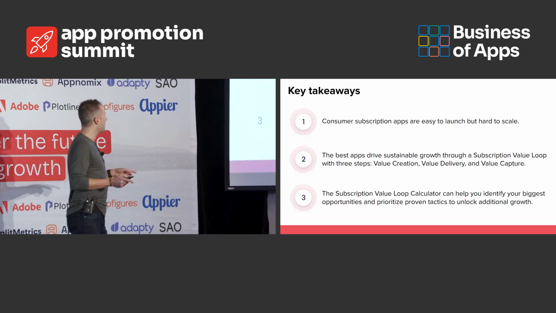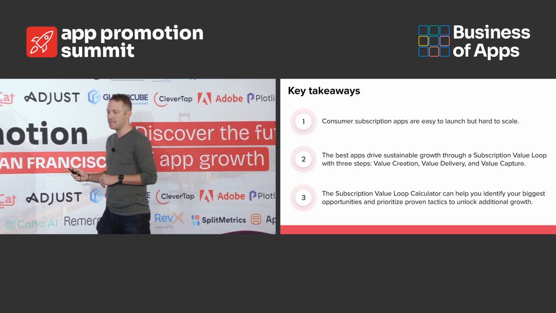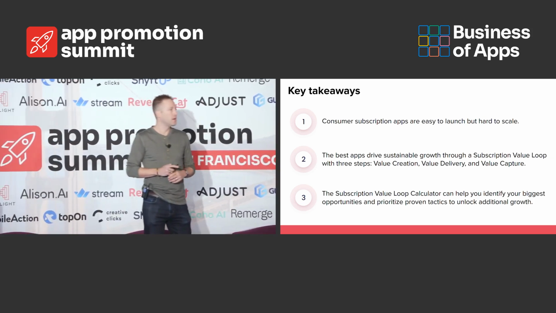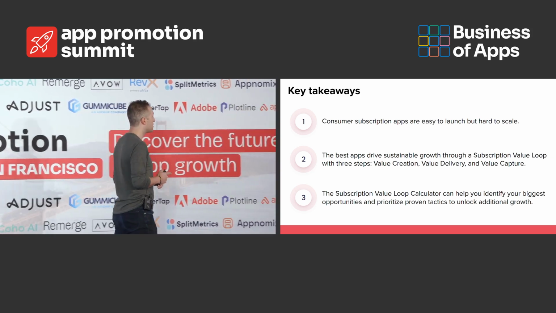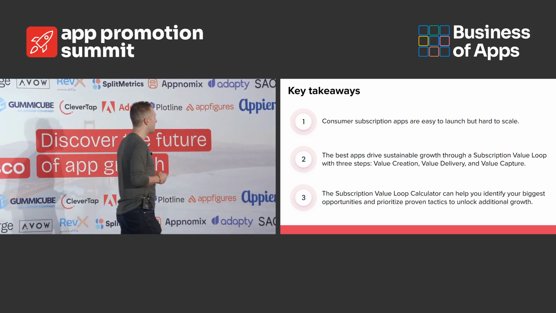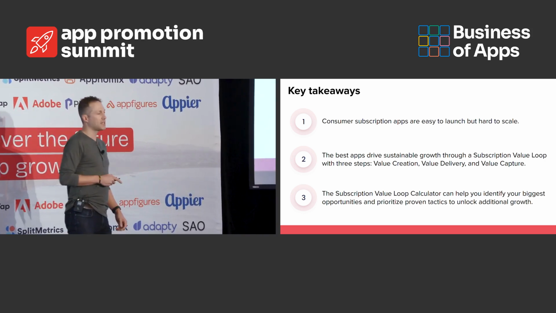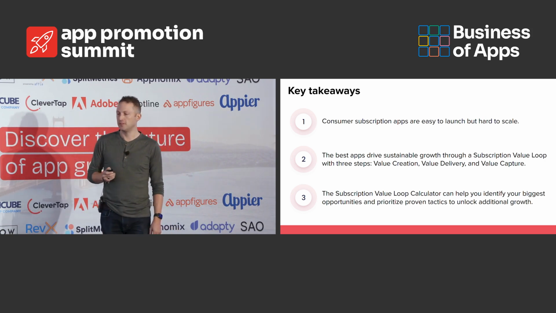All right, so key takeaways. I'm going to wrap up here. If you remember nothing else from this talk, remember this. Number one, consumer subscription apps are easy to launch but hard to scale. Number two, the best apps drive sustainable growth through a subscription value loop with 3 steps: value creation, value delivery, and value capture. And number 3, the subscription value loop calculator can help you identify your biggest growth opportunities and prioritize proven tactics to unlock additional growth and achieve your full potential.